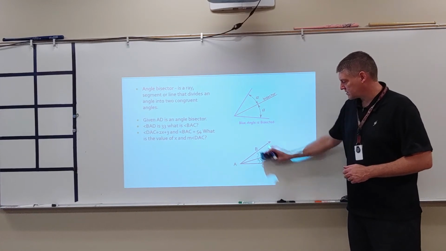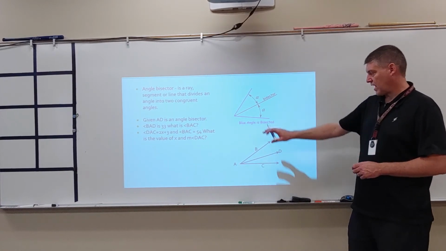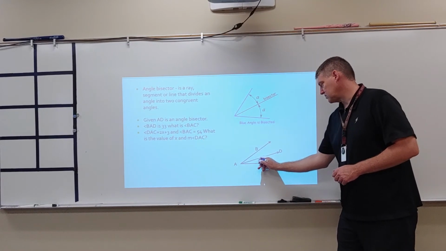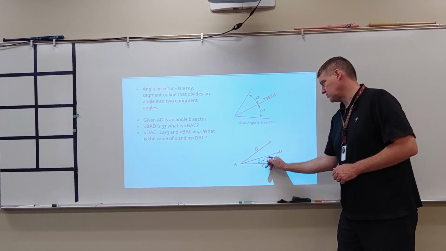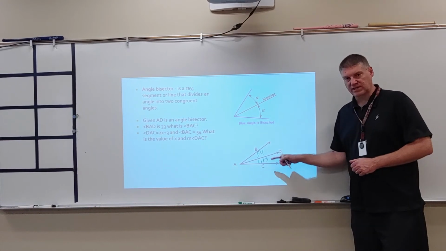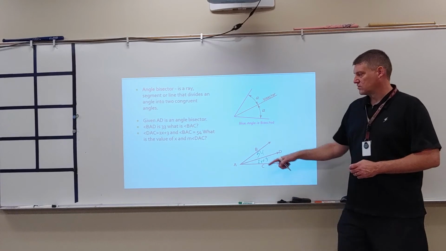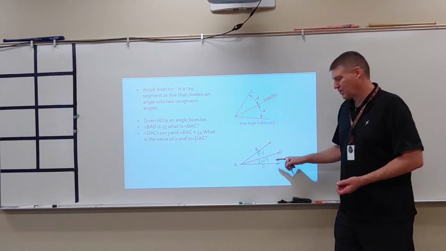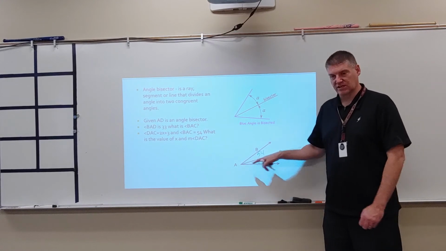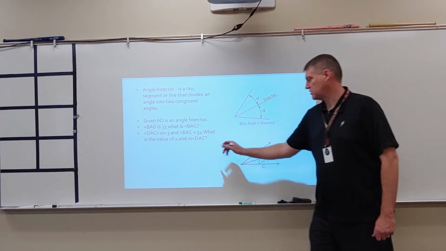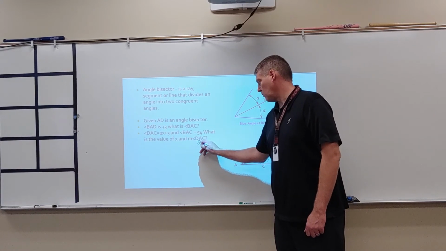Now we're ignoring this first part. DAC is 2x plus 3 and BAC is 54. I know these have to be equal to each other. So it says, what is the value of x? And what is the measure of DAC? Well, I already know the angle of DAC. It's got to be the same as BAD. So this is already 54.